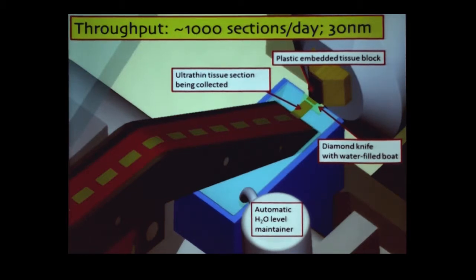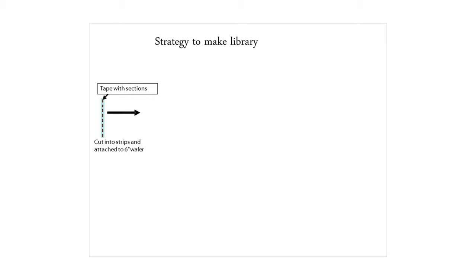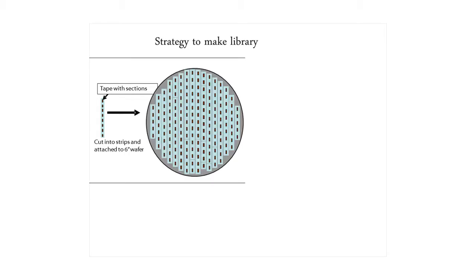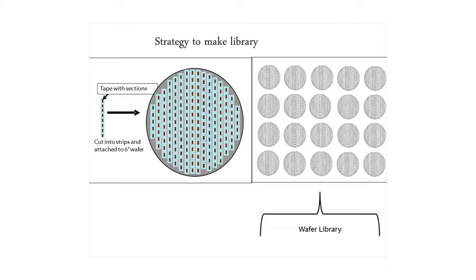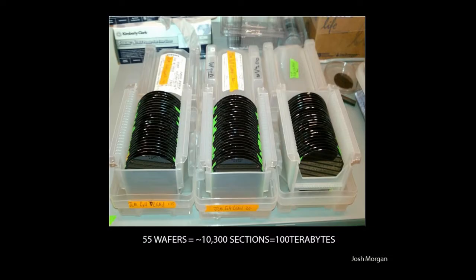So we can generate a huge amount of brain that used to be a three-dimensional block, and now it's a series of frames on a tape. We take the tape, we cut it into strips, and we put it on a conductive silicon wafer that's about the size of a CD, about 4 inches across. We keep doing that until we have a whole library. So we've taken a three-dimensional data set, and we've now turned it into a two-dimensional set of strips. This is what a library might look like for 10,000 sections. That's about 100 terabytes of data.